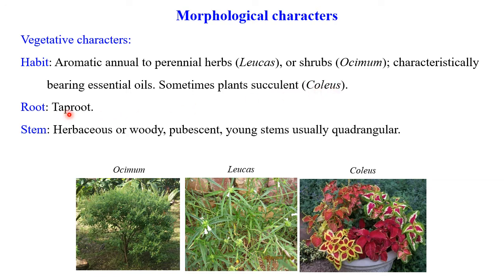Root is taproot. Stem herbaceous or woody, pubescent. Young stems usually quadrangular. So when we see the stem, four angles are seen, and hence it is called quadrangular.